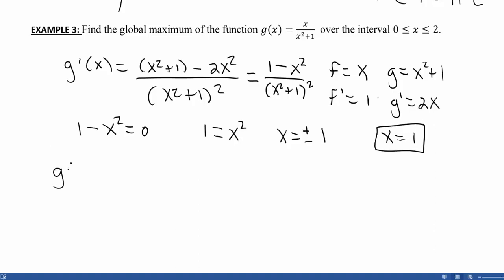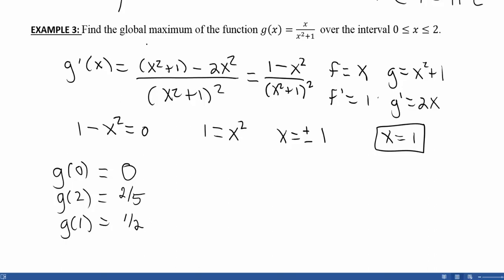So again, we're now going to test the endpoints and the critical points. So g of 0, g of 2, and g of 1. We're going to plug each of those values back into the original function. So if you plug in a 0, you get 0 divided by 1, which is 0. If you plug in a 2, you get 2 over 5, so 2/5. And if you plug in a 1, you get 1 over 2, or 1/2.